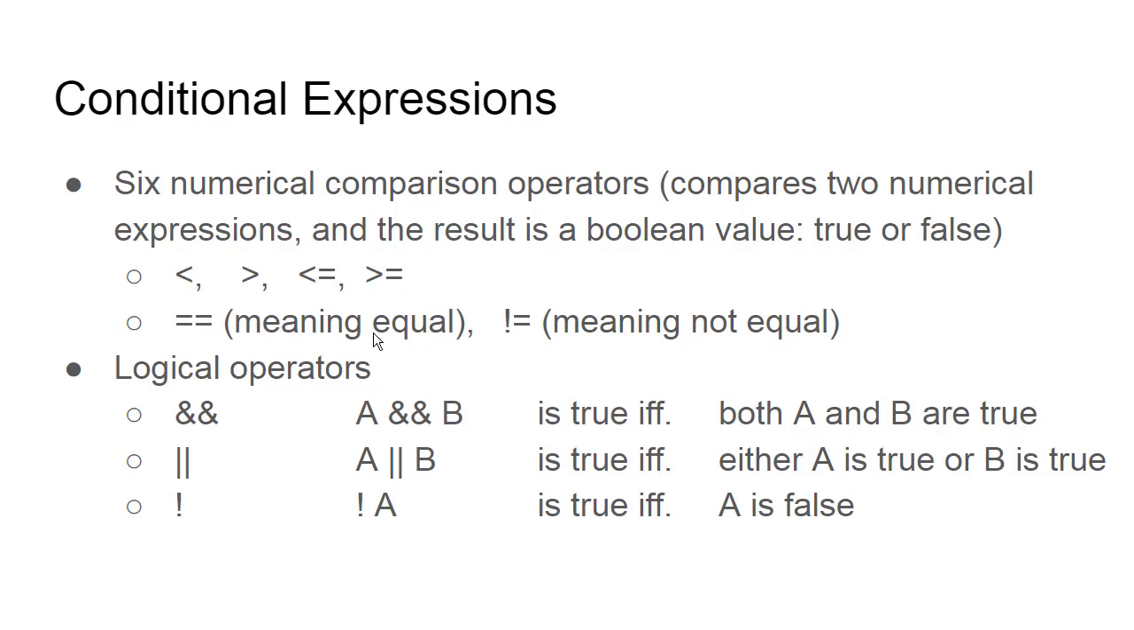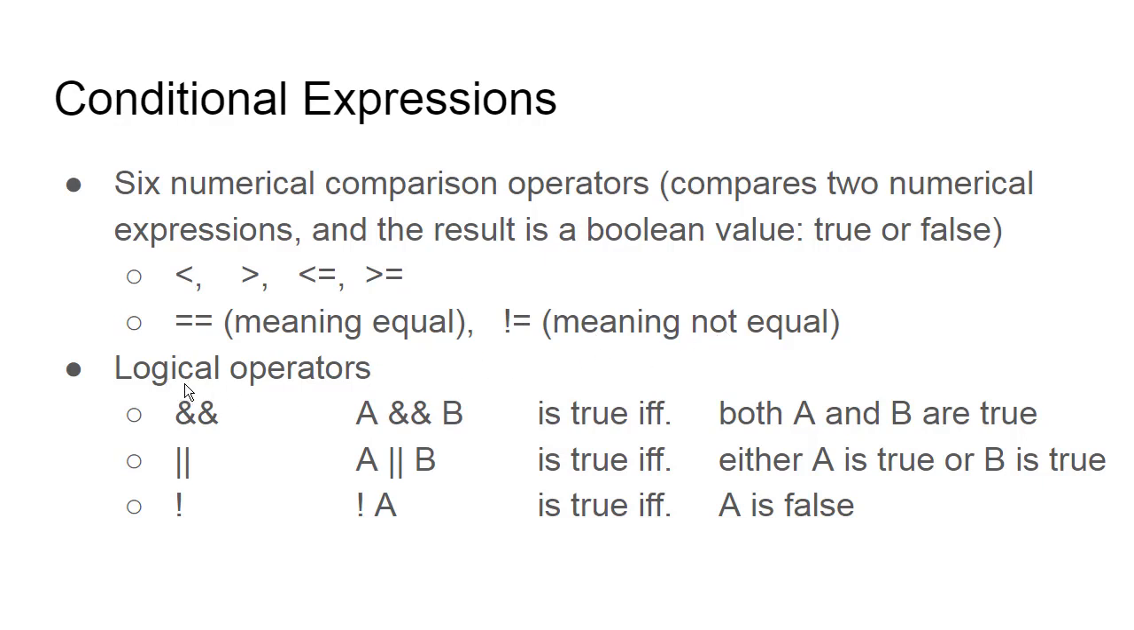So for conditional expressions, for now, we'll just introduce these. There are 6 numerical comparison operators: less than, greater than, less than or equal to, greater than or equal to, and also equal, which is represented by 2 equal signs. This is because a single equal is used for assignment. We use double equal to represent equality. This is inherited from C and also used in Java. And exclamation mark equal means not equal.